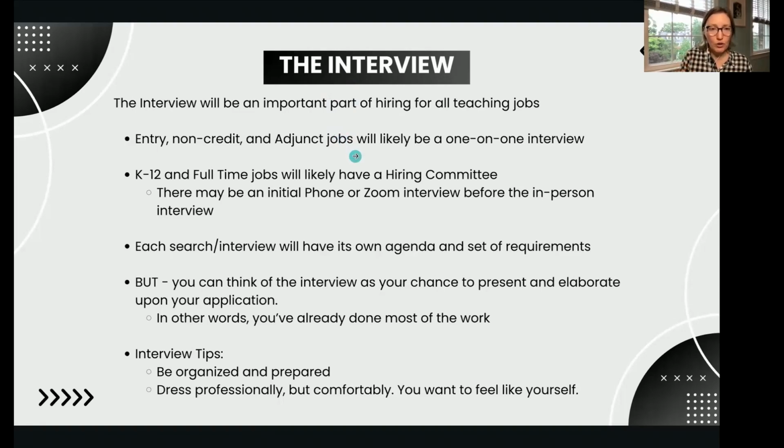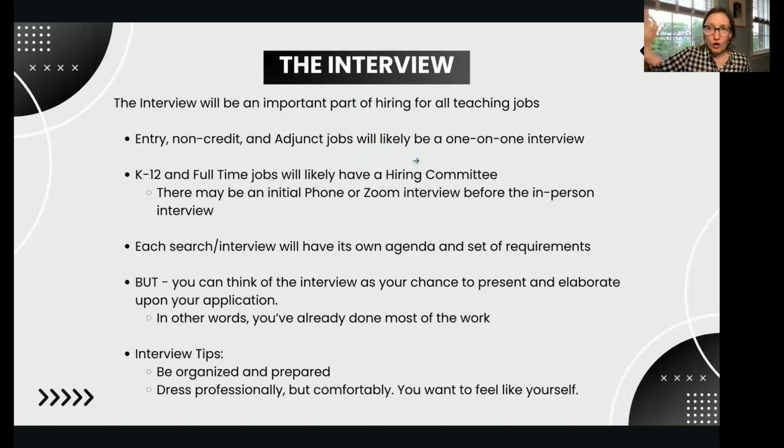So entry-level, non-credit, and adjunct jobs, adjuncts, remember, are part-time college teachers, those are likely to be one-on-one interviews with you and the department chair or the program manager or the facilitator of the organization. So that's usually a one-on-one interview, and it's less formal. You'll sit in their office and you'll click through some images on their computer, likely.